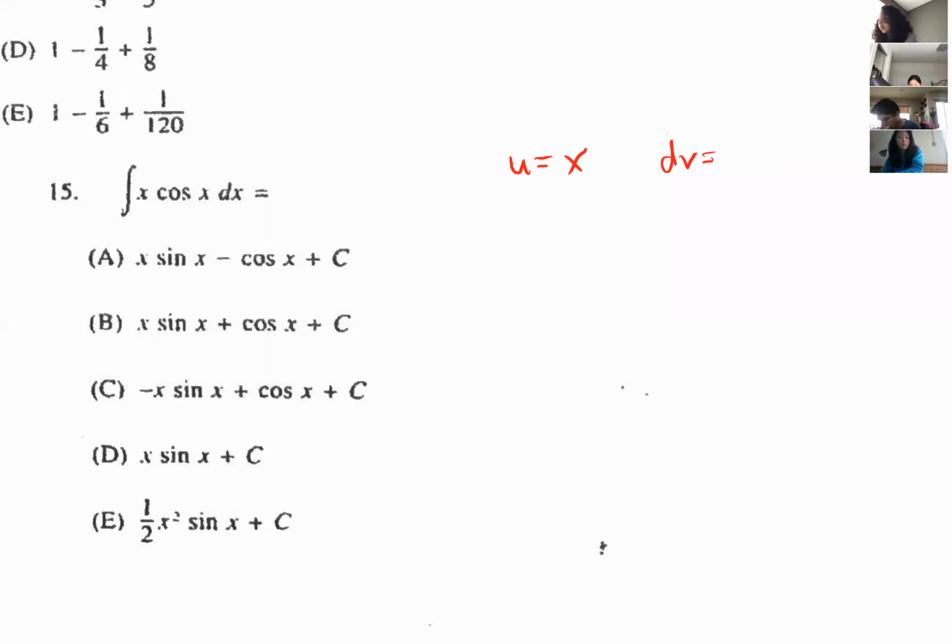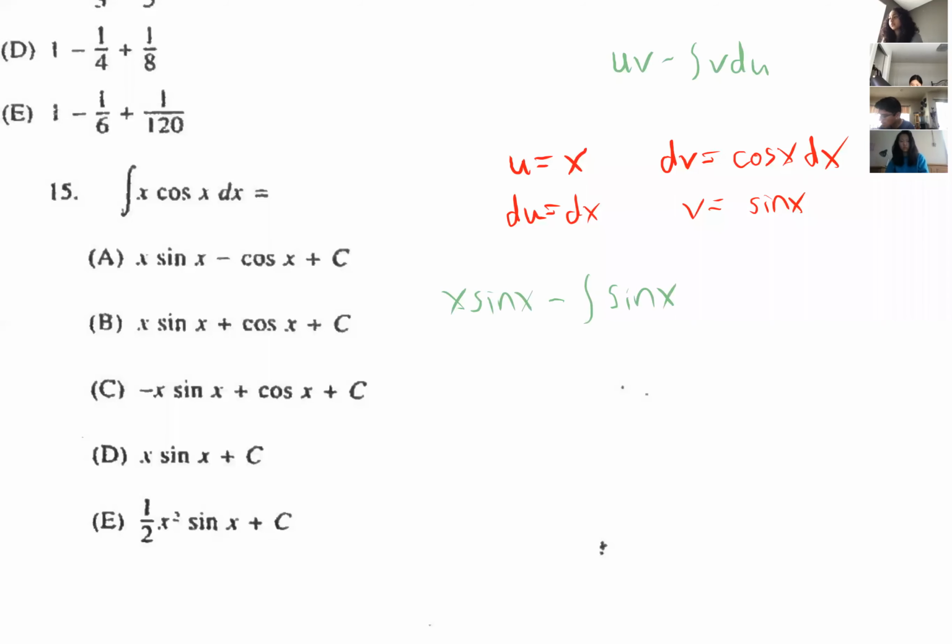Sine x dx. So du is going to equal dx, and v equals sine of x. Then I'm going to use ultraviolet voodoo: uv minus the integral of v du. So when I do u times v, I get x sine x minus the integral of v du.